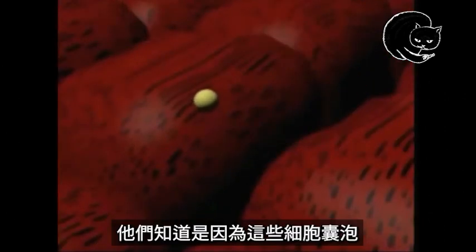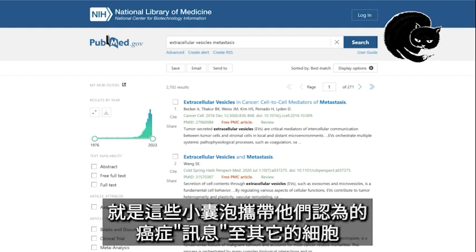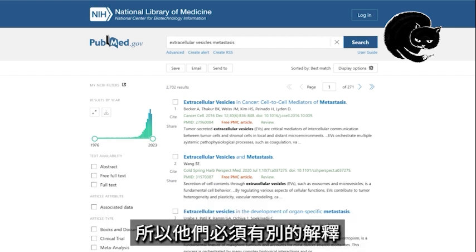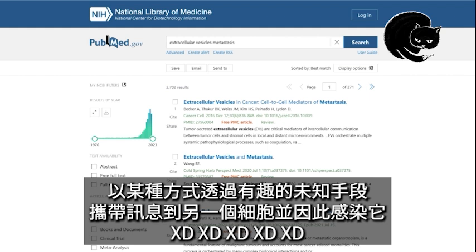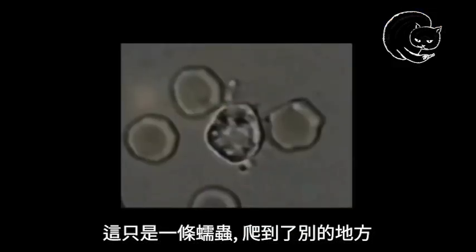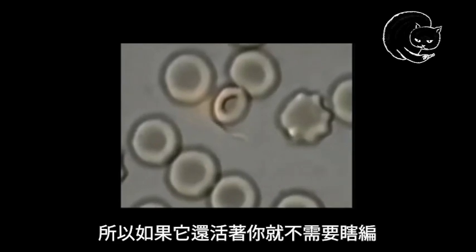They understand that it's these extracellular vesicles. They've done lots of different studies to show it's these little vesicles that are actually carrying what they consider the information about cancer to the other cells. Remember, they don't think they're alive, so they have to explain it in terms of they're somehow, through interesting unknown means, carrying the information to the other cell and therefore infecting it, where you don't need to come up with that magic. If it's a really alive thing, then it's just a worm that goes over there and reproduces in another cell. So you don't need magic if it's alive.